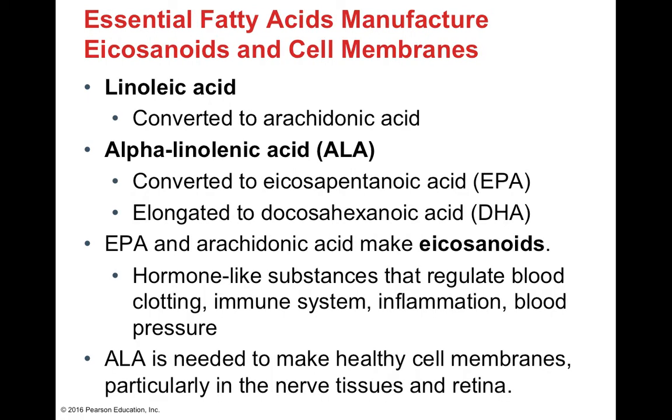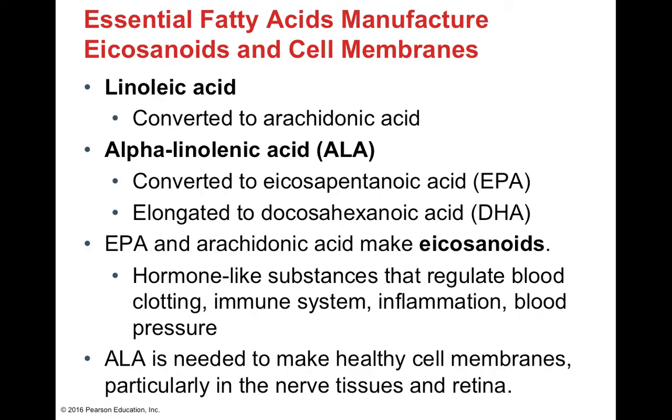Now we have essential fatty acids and non-essential fatty acids. Our essential fatty acids are going to manufacture eicosanoids and cell membranes. Things like linoleic acid, which is converted into arachidonic acid. And we also have alpha-linolenic acid or ALA, which is converted into EPA, which then gets elongated into DHA. Again, I'm not going to ask you for any of these pathways, but I want you to understand that we have different types of fatty acids that play different roles within the body.